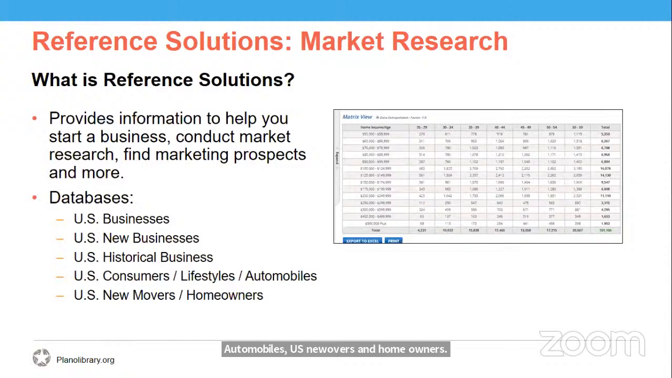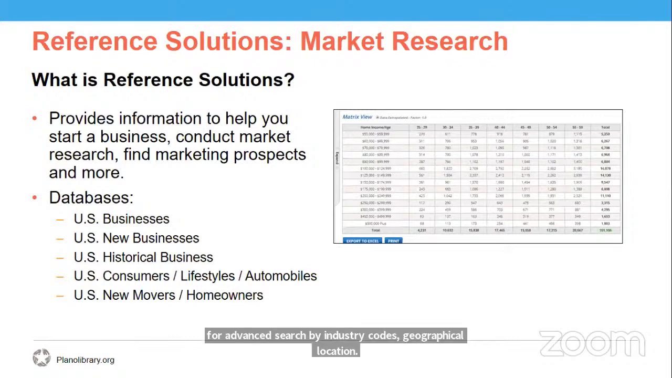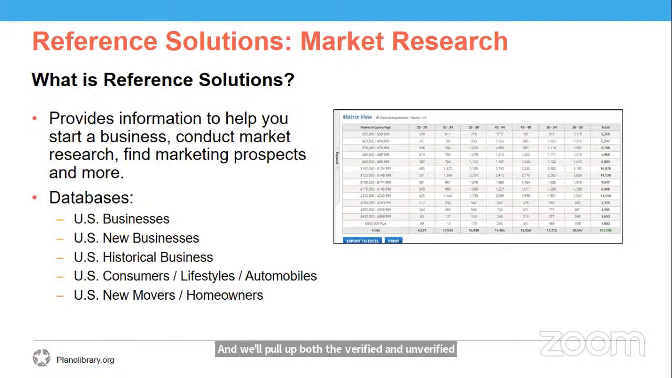Now, how does all of this help with market research? The benefits of this database are that it allows entrepreneurs the capability to look up potential industry competitors, a competitive analysis, to determine their target market, such as determining consumer interest and more. Reference Solutions allows for advanced search by industry codes, geographical location, and we'll pull up both the verified and unverified records of business management, including but not limited to names, company profit, payroll, and more. We will explore more of these features in just a few minutes.